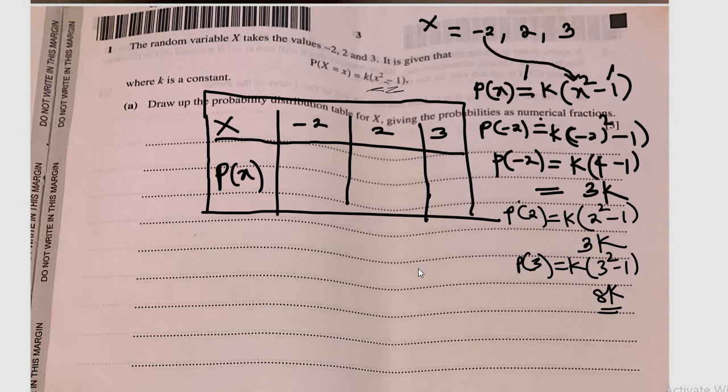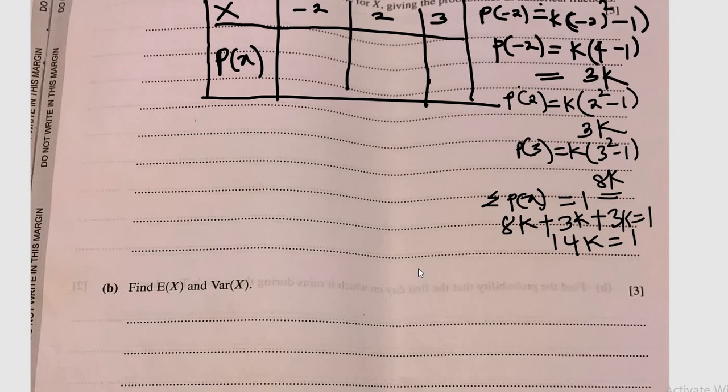But the question did not tell us to find the probability in terms of k. The question said give the probability as a numerical fraction, which means you are supposed to find the value of k. I'm very sure you are conversant with the fact that the summation of all probabilities is always equal to 1. So 8k plus 3k plus 3k must be equal to 1. So we have 14k equal to 1. In that case, k will give us 1 over 14.